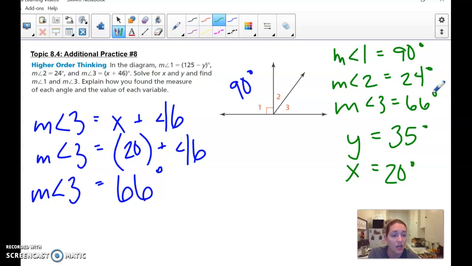And I can even check my work. I know that the measurement of angle 2 plus the measurement of angle 3 should be equal to 90, so I can add these together, and I end up getting 90 degrees. I know that angle 1 plus angle 2 plus angle 3 is equal to 180, so I can add those up and double check that I have 180 degrees also. There are lots of ways to check your work.